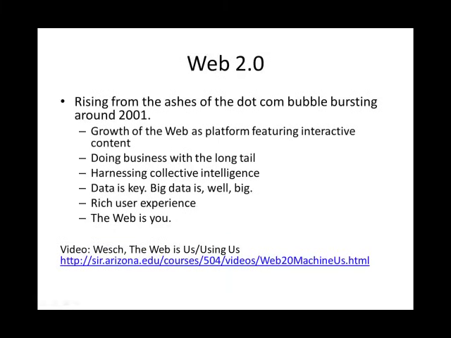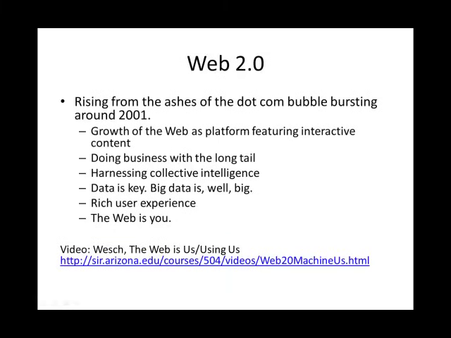Big data are the terabytes of data that these big companies are collecting on you, your habits, and what you do on the web. Part of Web 2.0 is a rich user experience. That is, when you go onto the web, it's not just a static page, but there's sound, there's sight, there's multimedia, there are videos, all kinds of ways that you can interact with the site.